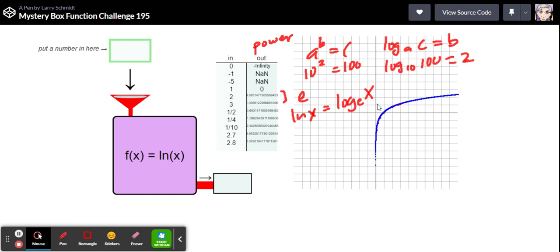Well, how did that go for you? I think this was a super difficult one unless you happen to know about the number e and the natural log of x.